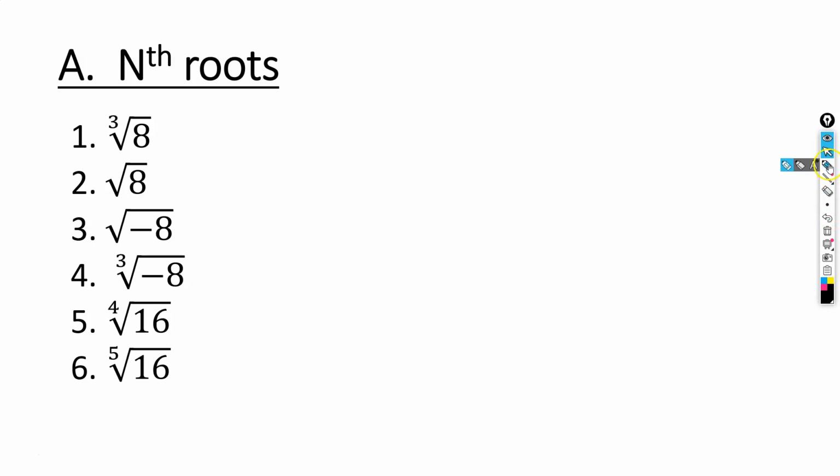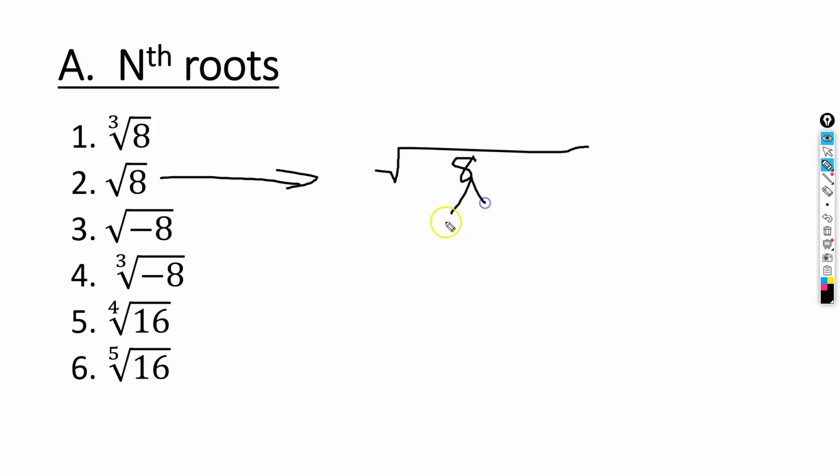Let's talk about nth roots. Now, as you guys know, a square root like this one, square root of 8, basically what that does is we take the number 8 and we break it apart into whatever numbers multiply together to make 8. And you keep doing that until you end up with all prime numbers. So when you break 8 up, basically you end up with 2 times 2 times 2.